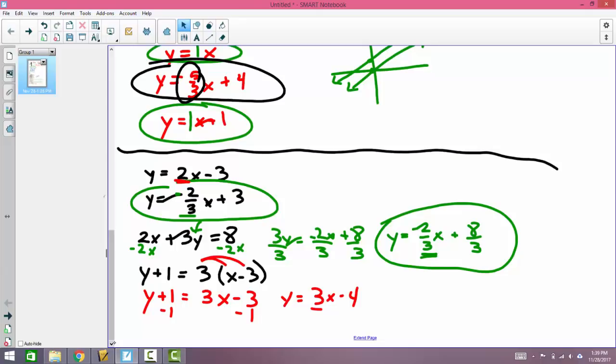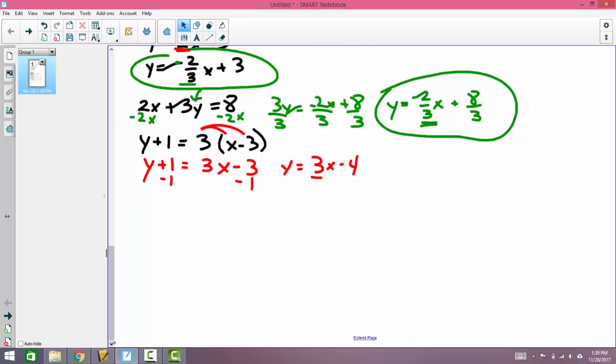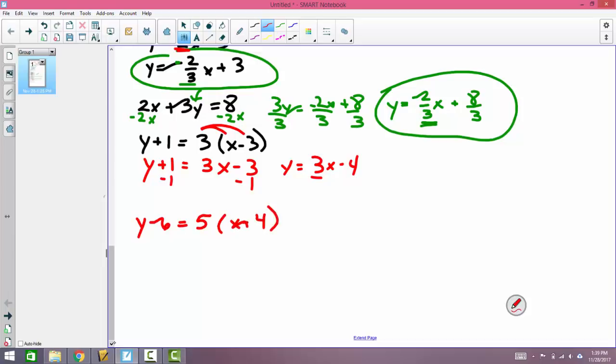So perpendicular, opposite reciprocal. I'm going to give you a whole list of equations again. So y minus 6 equals 5 times x plus 4. x equals 3. And y equals negative 1/5 x plus 2. And y equals negative 4.